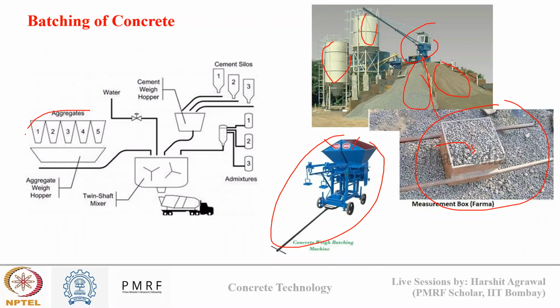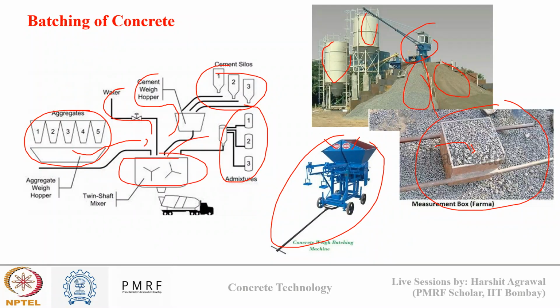So you can see we get the aggregates in different proportions. Water is there, cement is there from cement silos, then chemical admixtures are there. They are all mixed in a mixer. Once mixing is done, it is taken to the site using a transit mixer truck or through a conveyor belt, based on the distance between the mixing station and the pouring station.